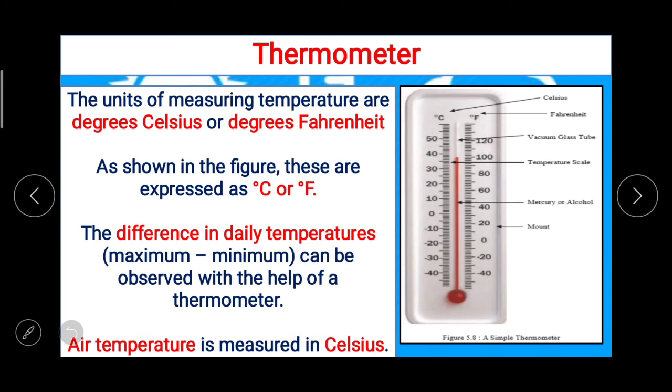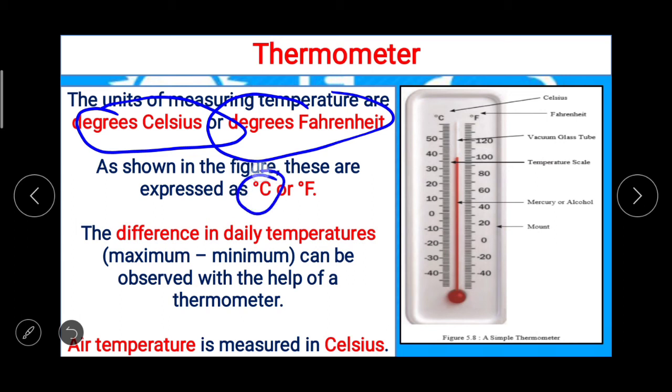The units of measuring temperature are degrees Celsius or degrees Fahrenheit. As shown in the figure, these are expressed like this: degrees Celsius or degrees Fahrenheit. The difference in daily temperature, maximum and minimum, can be observed with the help of a thermometer. Air temperature is measured in Celsius.